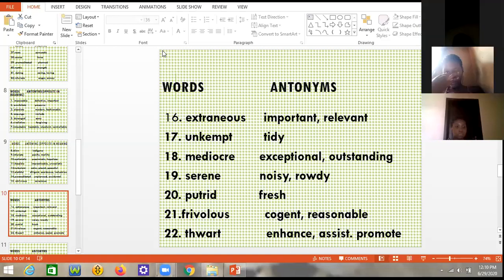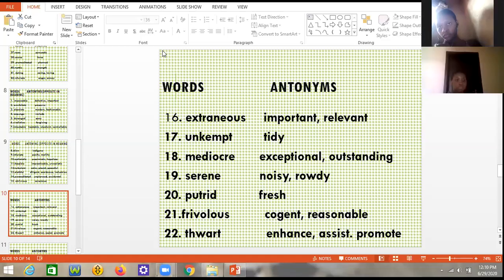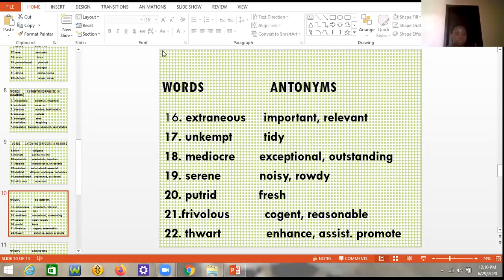Putrid, the opposite is what? Fresh. Frivolous, opposite: cogent, reasonable. Twat, opposite: enhance, assist, promote. We said another synonym for twat is what? Hinder. So now the antonym for twat: enhance, assist, promote.